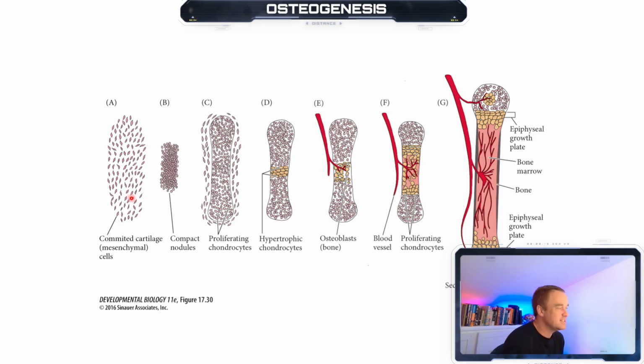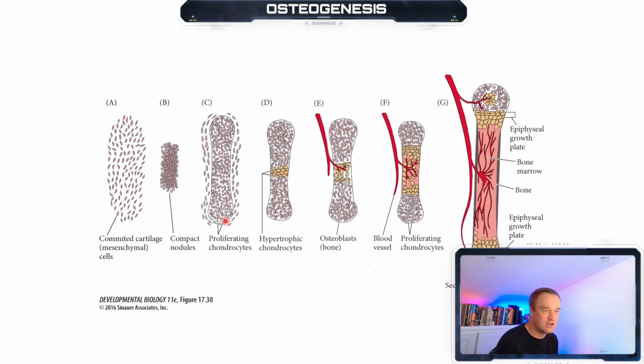So we have the mesenchymal cells that commit to becoming cartilage cells, chondrocytes. We kind of talked about this in the previous lecture, that the sclerotome and some of these different tissues have predetermined roles and what they're going to be. So these are the mesenchymal cells that are going to be cartilage. The committed mesenchyme cells condense into these compact nodules. Then the nodules differentiate into chondrocytes and proliferate to form the cartilage model of bone.